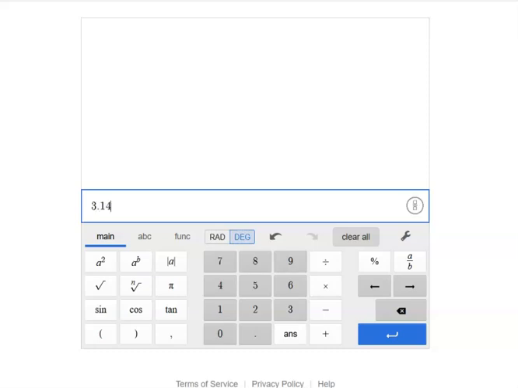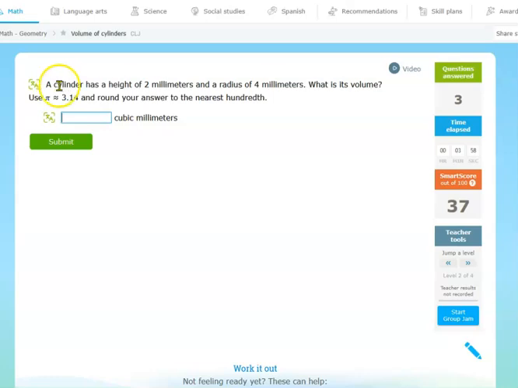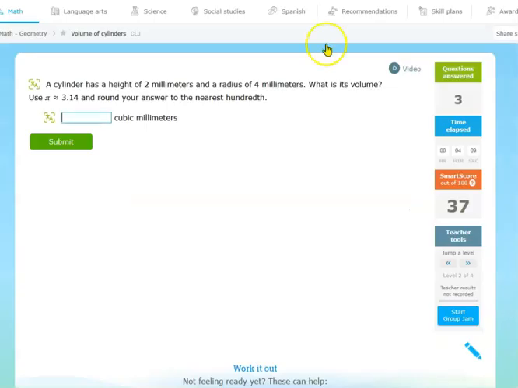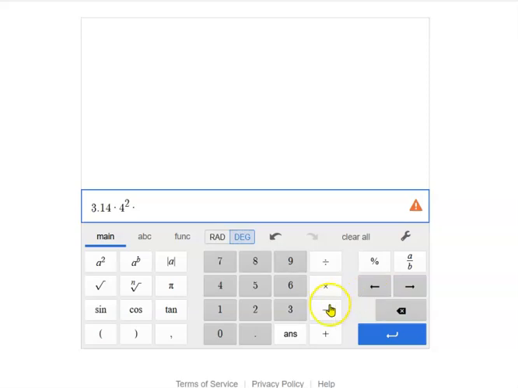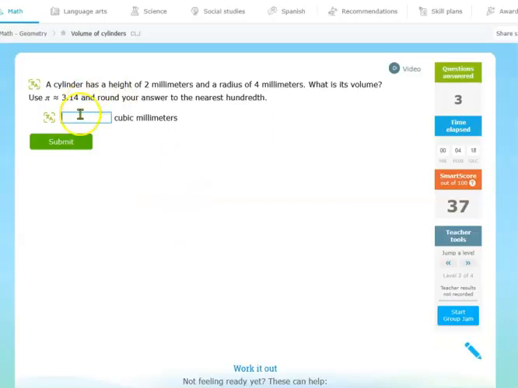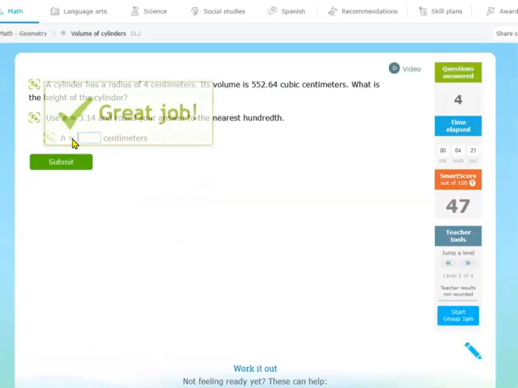And we always start with 3.14 times the radius squared. So this one, the cylinder has a height of 2 millimeters and a radius of 4 millimeters. So 4 squared, that's our radius, times whatever the height is, and the height was 2 millimeters. Okay. Remember, we're rounding to 2 decimal places, and that's all we have here, so we don't really need to think about rounding.